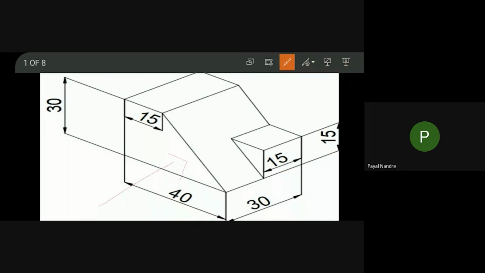This is the front view. This is the right hand side view, and this is the top view, which we want to draw on the paper.